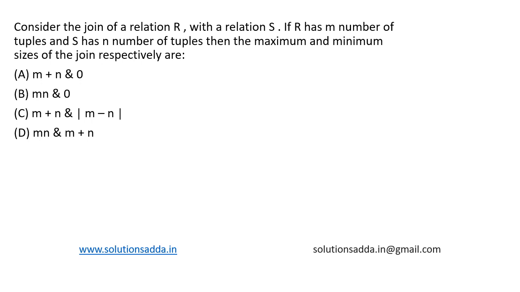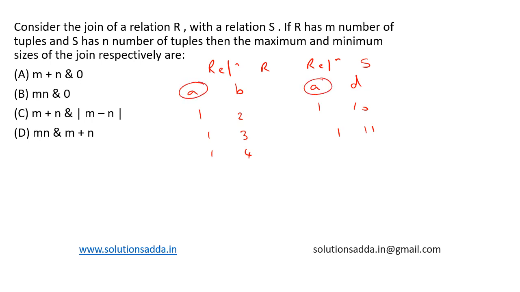So to find out the maximum number of tuples, let's consider the situation. The common attribute among the relations R and S has identical values. Let's see an example, relation R and relation S. This is the case for maximum. A and B are the attributes here, and here we have A and D. The values are 1, 2, 1, 3, 1, 4. Here we have 1, 10 and 1, 11. So the common attribute is A in both, and all the values here are identical with the values here.